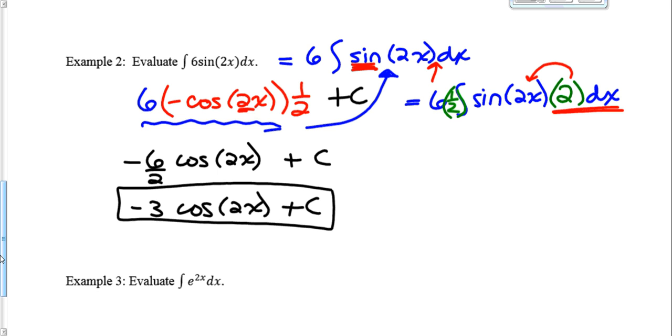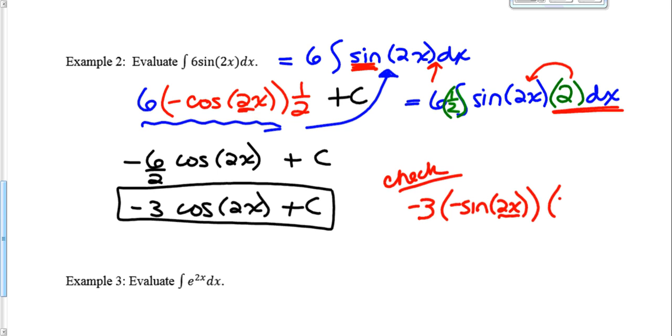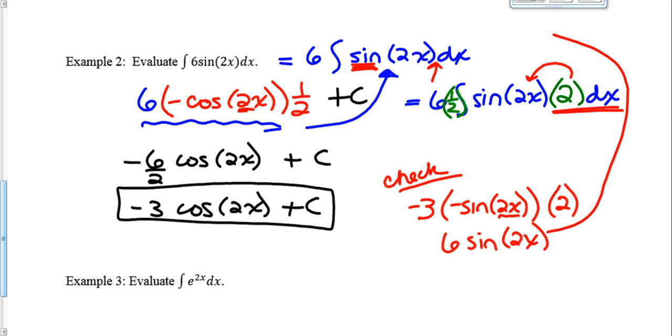And again, we can check that. Every single antiderivative you should be able to check. So that's negative 3. The derivative of cosine is negative sine of the same times the derivative of the inside. The inside is 2x, so the derivative is 2. Simplify that, it's 6 sine of 2x. And is that what I started with? Well, oops, all the way over here. It is.